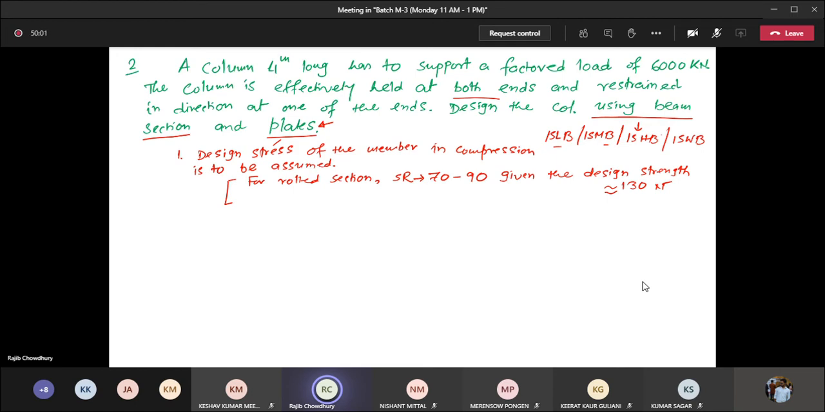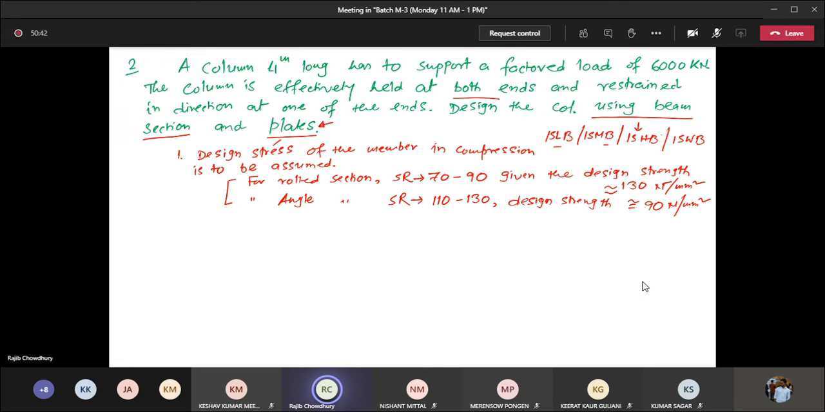Okay. For angle section, SR generally can be varied from 110 to 130, assuming that the design strength is approximately 90 Newton per mm square.